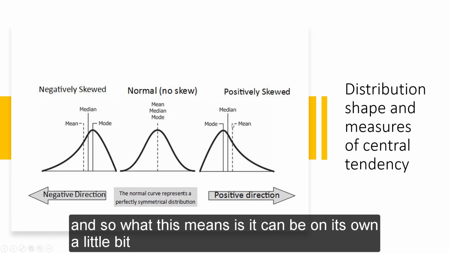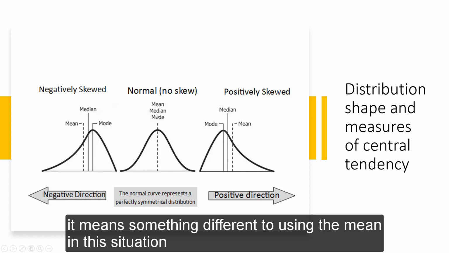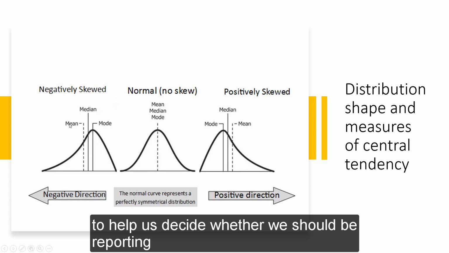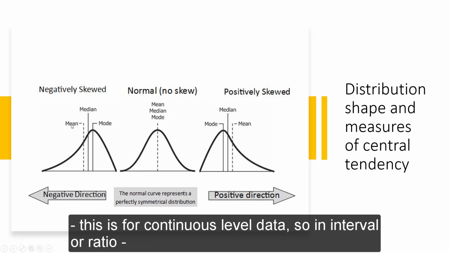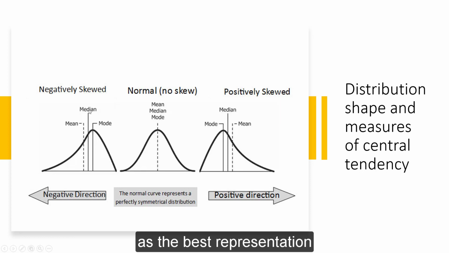So what this means is it can be, on its own, a little bit misleading. Using a mean in this situation means something different to using the mean in this situation. So we have to look at the way our data, the frequency distribution, is behaving to help us decide whether we should be reporting, for continuous level data, so interval or ratio, either the mean or the median as the best representation of central tendency.